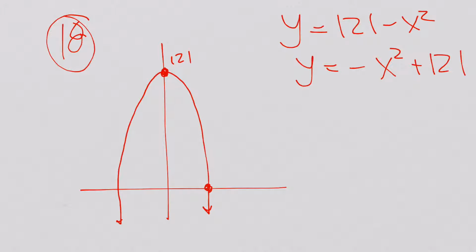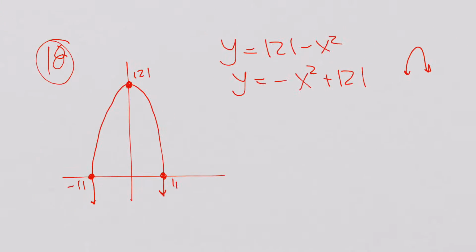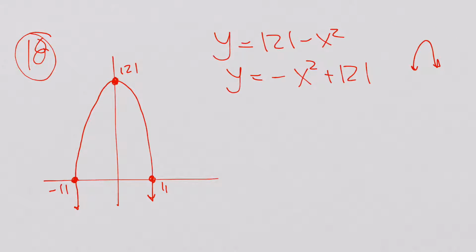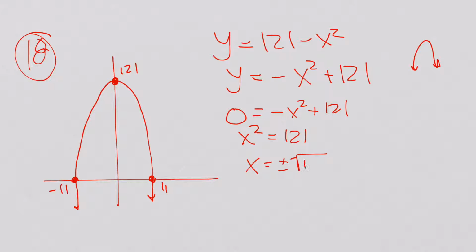And I know that the x-intercepts are going to be 11 and negative 11. I know that because if you wanted the x-intercepts, you would set y equal to 0. So 0 equals negative x squared plus 121, then x squared equals 121, and x equals plus or minus the square root of 121, which is plus or minus 11.